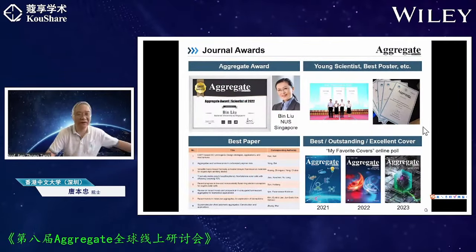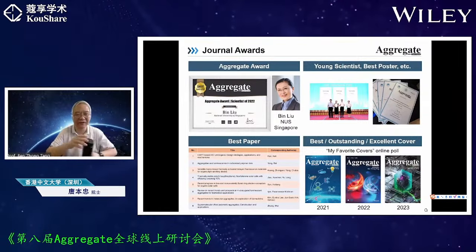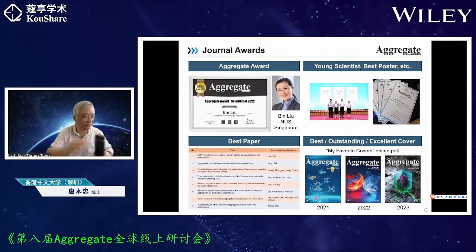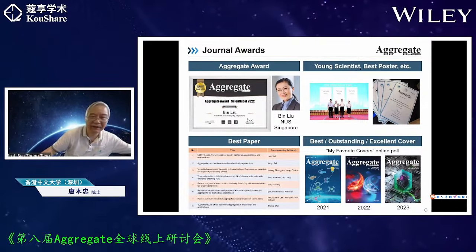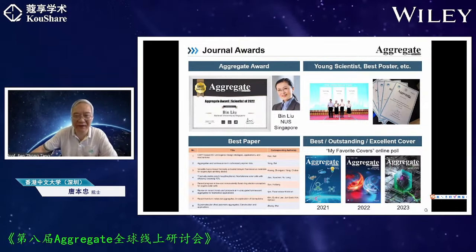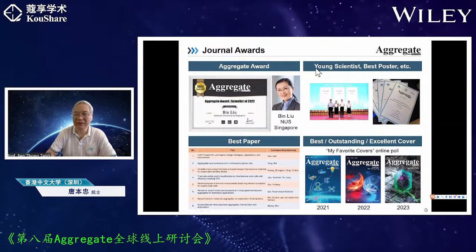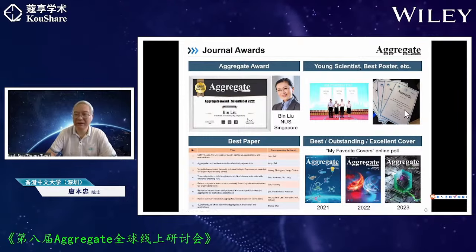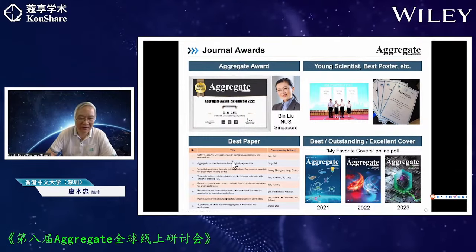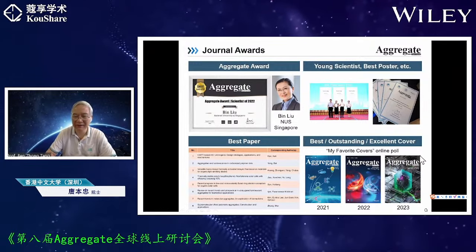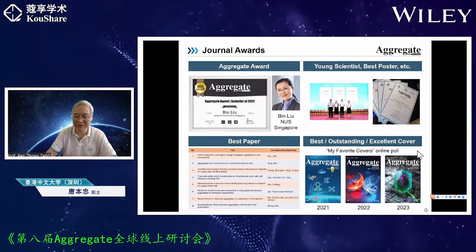We also have awards. The first Aggregate award was given to Professor Bin Liu of the National University of Singapore. We also have awards for young scientists, best posters, best papers, and even best cover images.